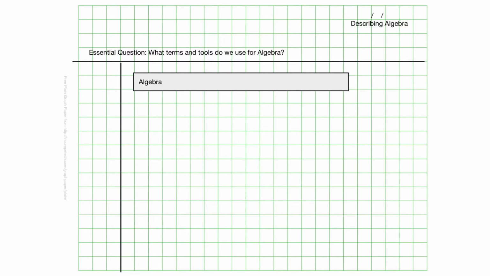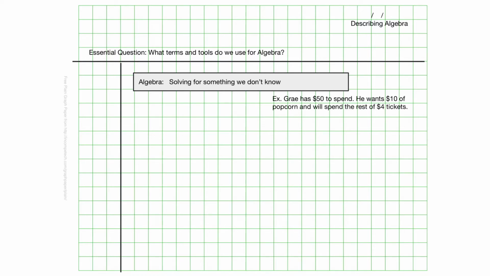The first word is, of course, just algebra. And when people think of algebra, they often think it is very complicated math. They think it's something that's really challenging. But at its core, algebra is simply solving for something we don't know. And we use algebraic thinking all the time, even if we don't know it.